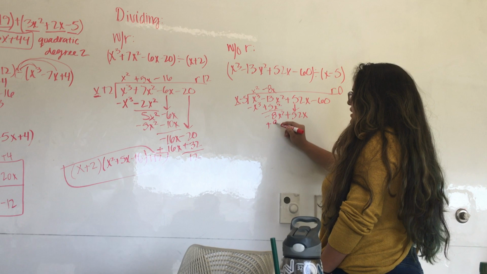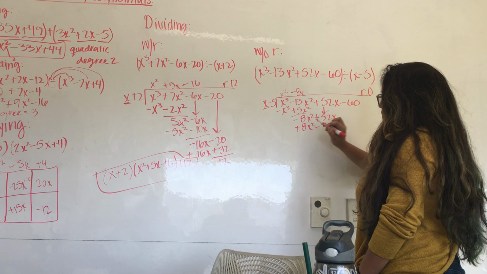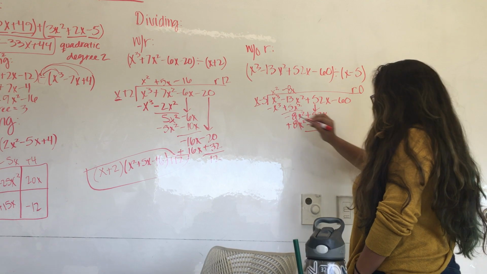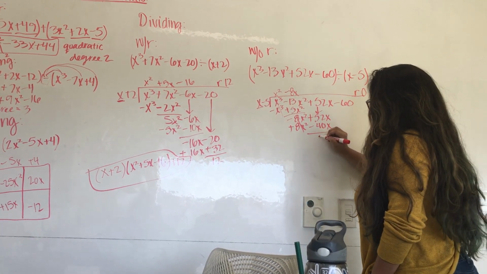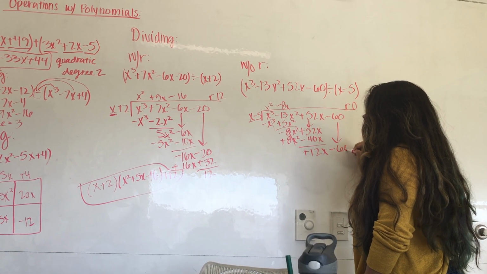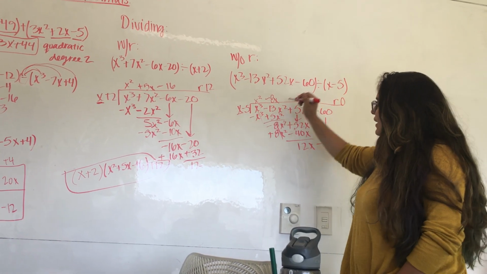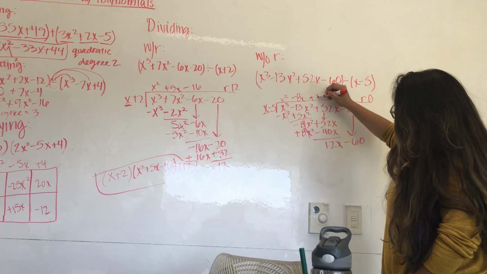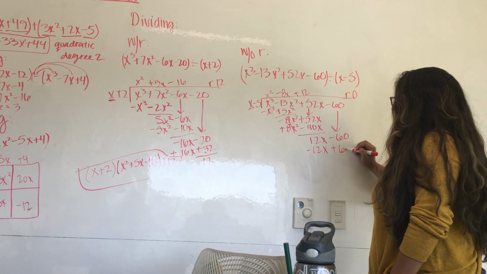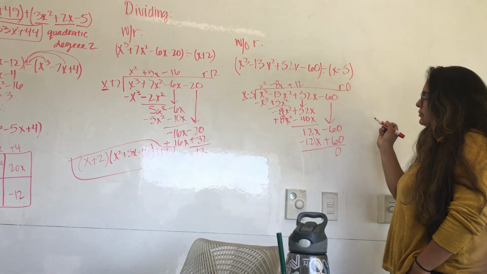So we have positive 8x squared minus 40x, because we would have had a positive multiplying those together. And those cancel out, as these ones did as well. And then you're going to get a positive 12x minus 60. So, we'll get rid of that. Multiplying x by 12, we get negative 12x plus 60. And those both cancel out to equal 0. So that's our remainder 0.